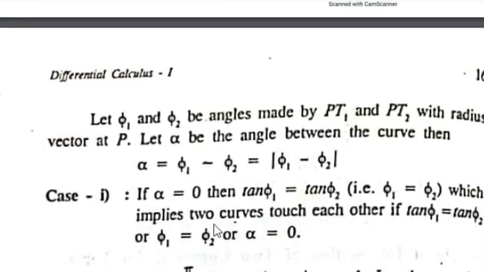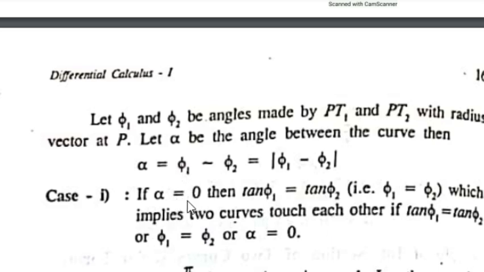Now see here, case 1. Suppose this is the formula: alpha is equal to the absolute value of phi 1 minus phi 2. This is the formula for the angle of intersection of two curves. Now suppose alpha is equal to 0. If alpha is equal to 0, then what happened? Tan phi 1 is equal to tan phi 2. This means that the two curves touch each other. This is when alpha is equal to 0.